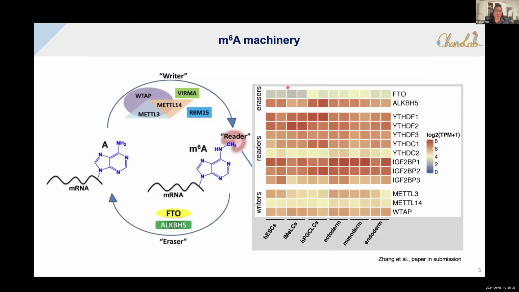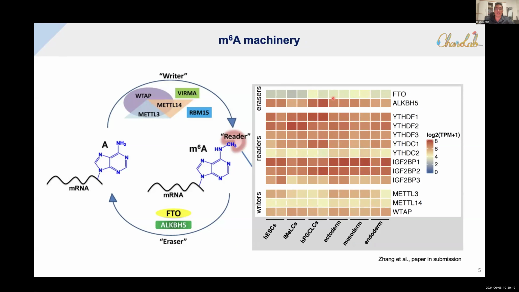So first we checked the expression of all these writers, erasers, and readers for m6A in embryonic stem cells, and also different kinds of early embryonic cells, including the germ cells. And we found that all these writers, erasers, and readers are highly expressed in almost all cell types, indicating that the m6A pathway may be important for all these processes. At the very beginning, we expected to see some cell type specific expression of the readers, erasers, or writers, but we didn't see a cell type specific expression pattern.